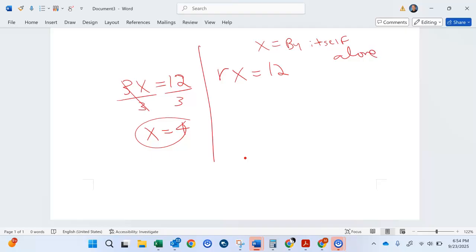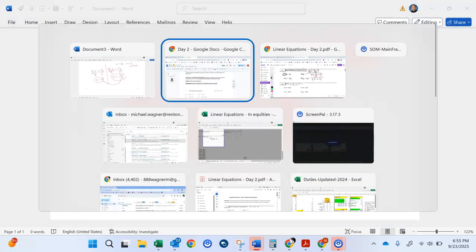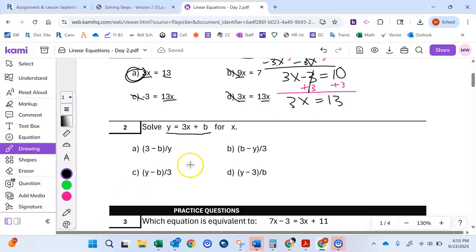That's what it means. But right now, there's an r there, so we need to remove the r. It's being multiplied by the x, so we would have to divide. Just like we divided by 3, we'd have to divide by r to both sides. This would cancel out, and we would get x is equal to 12 over r. It's not a number, but it is an expression that represents what the solution is. So they call that solving for x in terms of r. Okay, so now let's apply that to this problem over here.